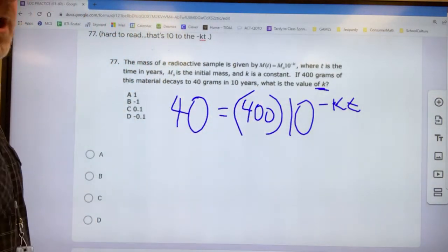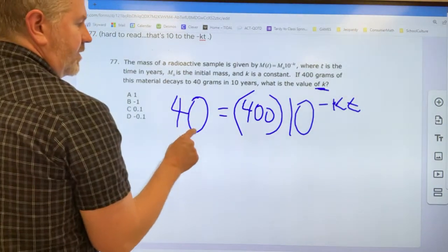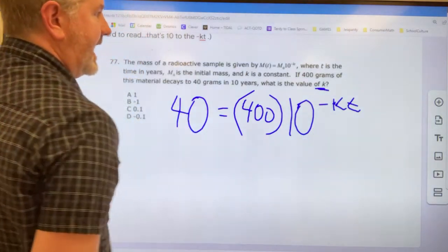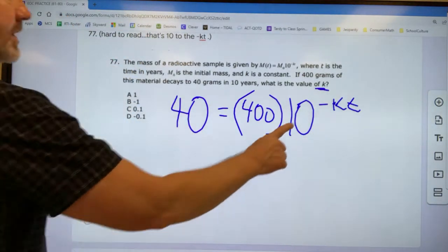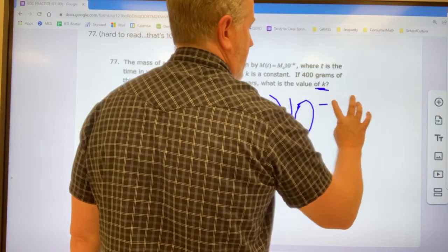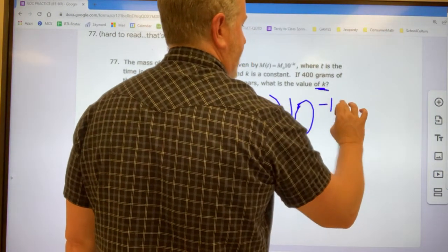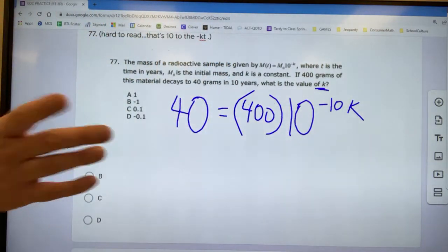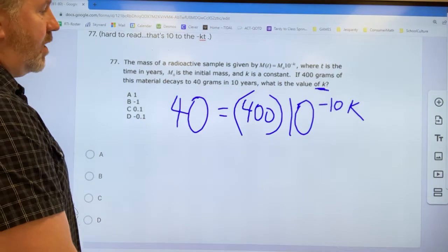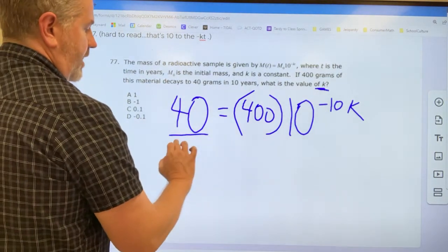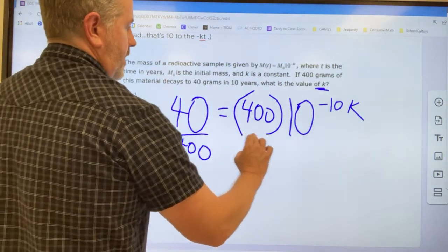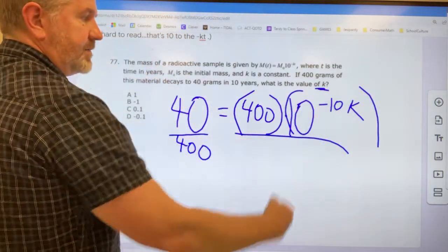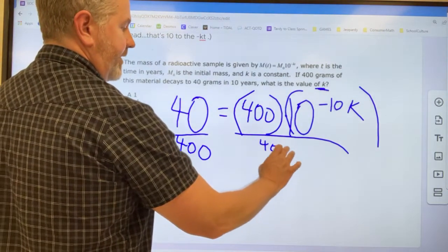So this is also like our Pert formula. Our final value equals the initial value times 10 to the negative kt. We know what t is too. It's 10. So I'm going to call that negative 10k. All I did was replace t with 10. So now what? Now we divide both sides by 400, because this is just multiplied, and this is a single value. There's just 2 things multiplied together, so I'm just going to divide by 400 to get rid of it.